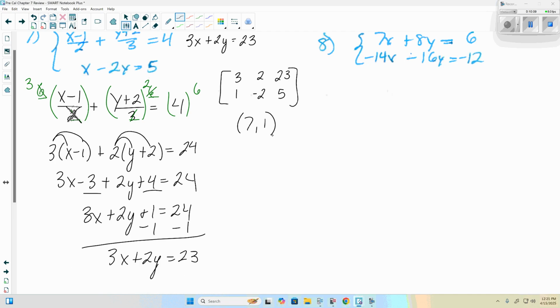Questions on 7. When you look at number 8, luckily, 7x plus 8y equals 6, negative 14x minus 16y equals negative 12. Again, we need x and y, the variables, on one side. In order, we need our numbers on the other.